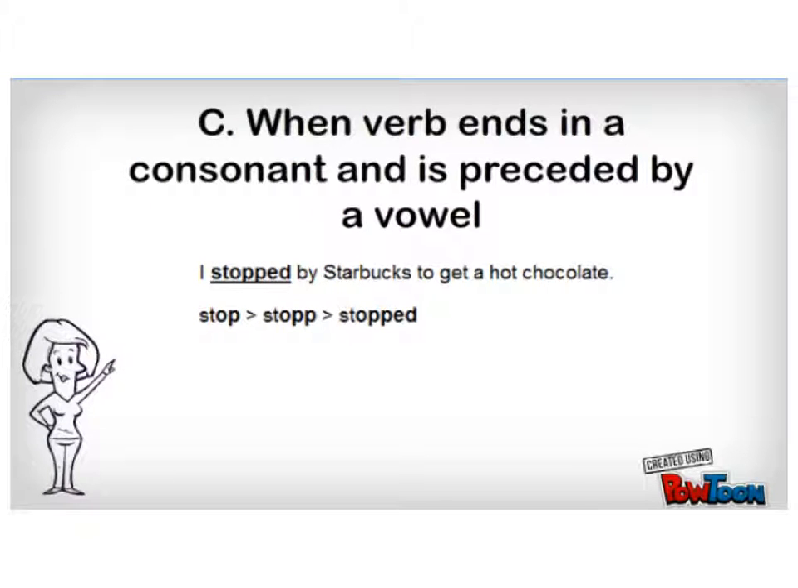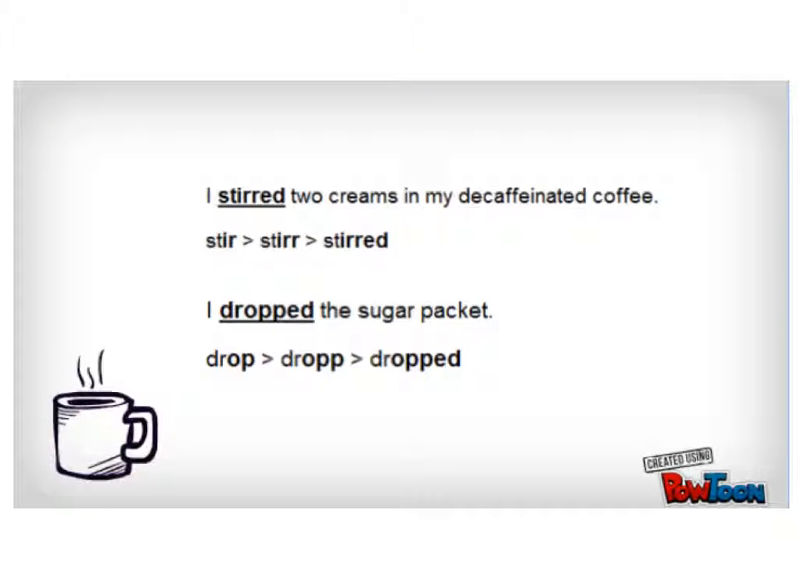The next form is also an exception. When a verb ends in a consonant and is preceded by a vowel, those verbs require a double consonant, and then an ed is added. For example, I stopped by Starbucks to get a hot chocolate. Stop ends in the consonant P and is preceded by the vowel O, so we double up the consonant, and then we add an ed. I stirred 2 creams in my decaffeinated coffee. I dropped the sugar packet.